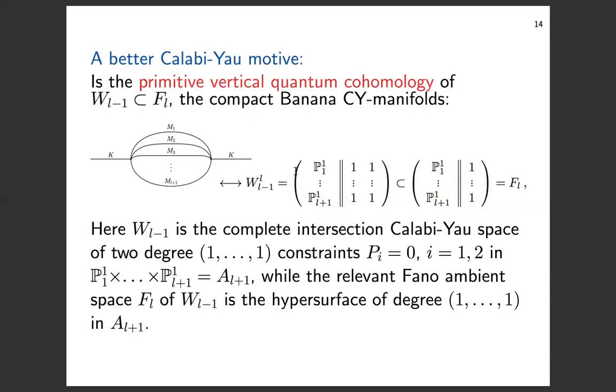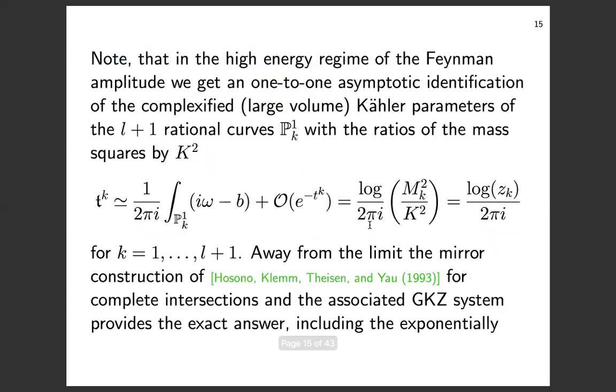So what we want, instead of having the full cohomology of this hypersurface in this toric variety, is the primitive vertical cohomology of these complete intersections. And as I said, the nicest part of it is that these masses become just the quantum volumes of each of these P1s.